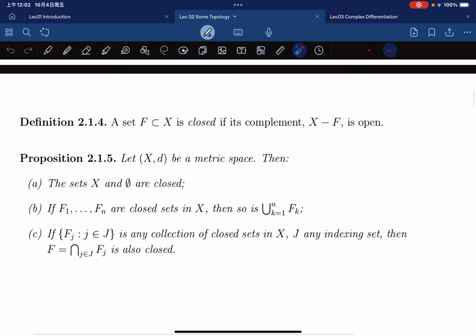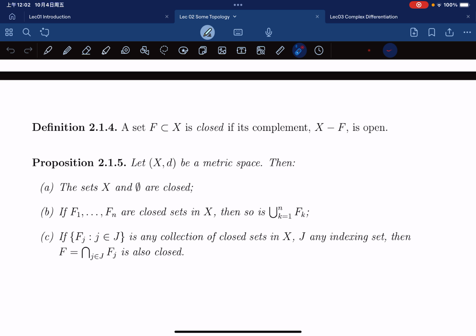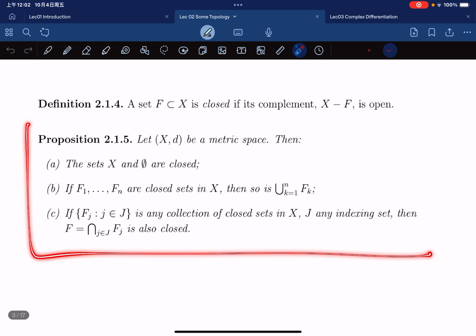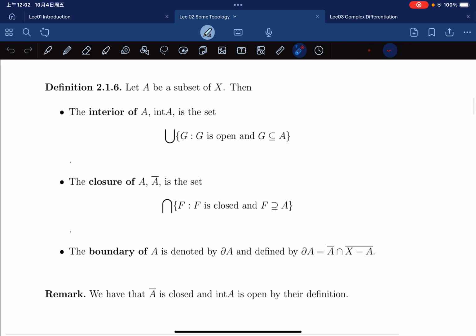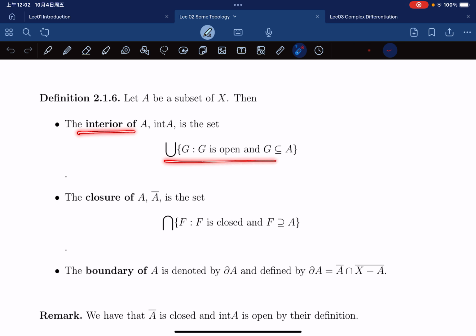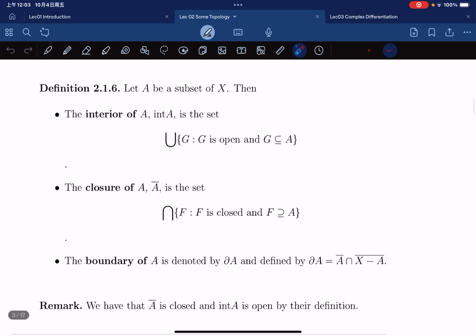Similarly, we have the definition of closed sets, defined as the openness of the complement. And by De Morgan's law, we have the following results. And we can also define the interior of a set, which is the union of all open sets that are contained in A. And the closure of A is the intersection of the closed sets that contain A. And the boundary of A is defined as the closure of A intersected with the closure of A complement.